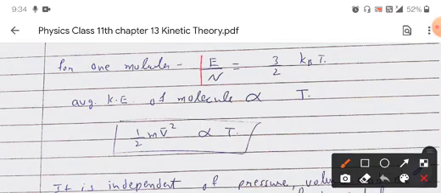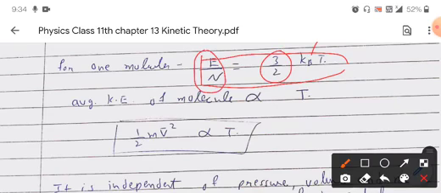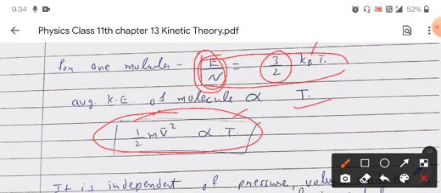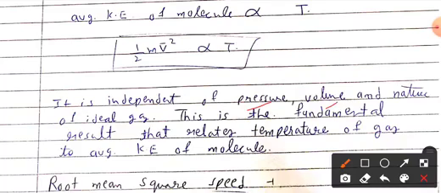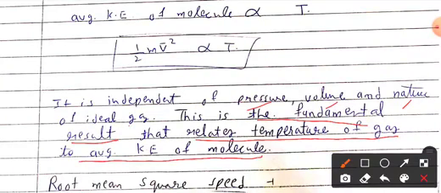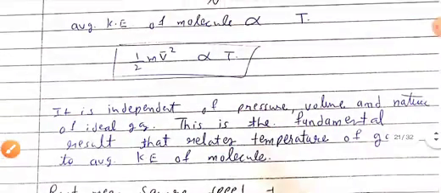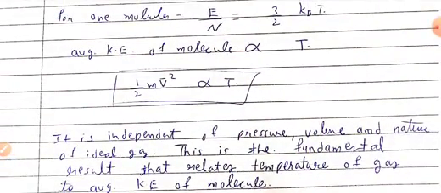That means from this expression we can say that KB is constant, 3 by 2 is a fixed value. So the average kinetic energy of one molecule is proportional to the temperature of that molecule. That means half of m v bar square is proportional to T, because E by N was half m v square. We have derived this. So it is independent of pressure, volume and nature of the ideal gas. This is the fundamental result that relates the temperature of a gas to the average kinetic energy of the molecule. That means the kinetic energy of the molecule depends only on the temperature of the gas.